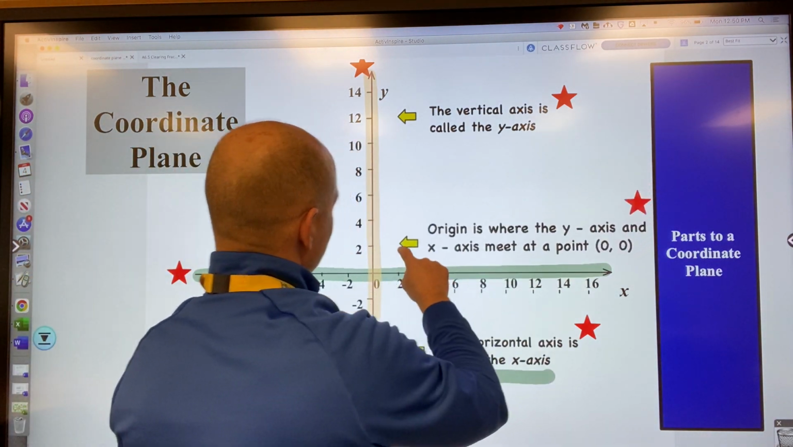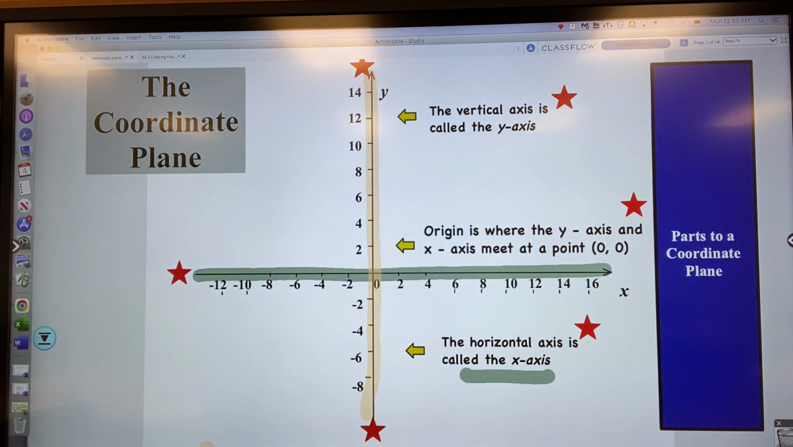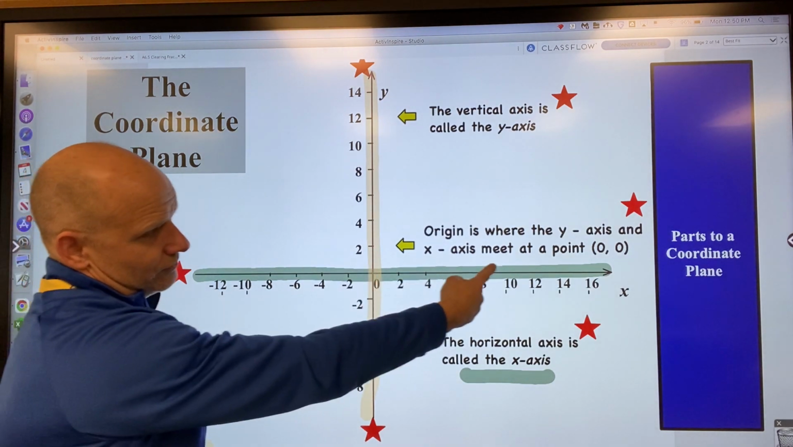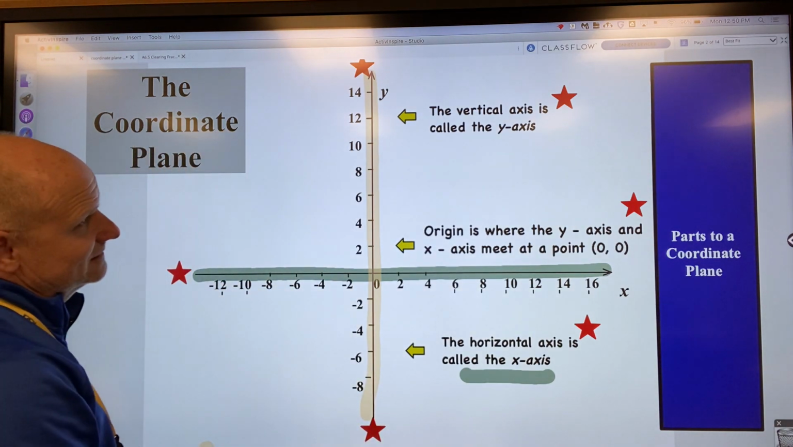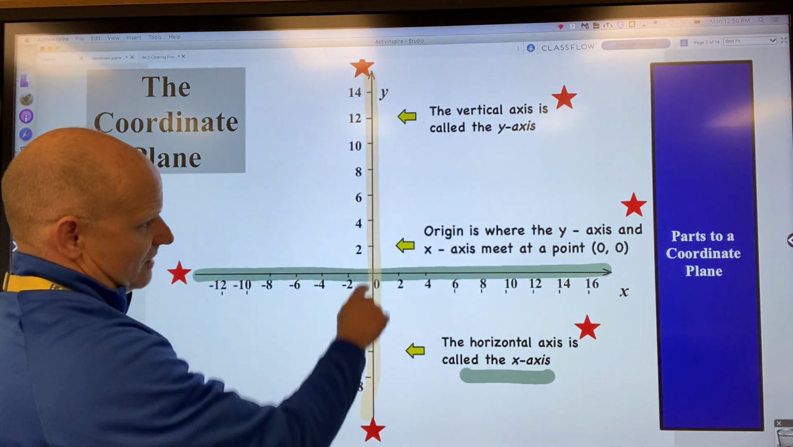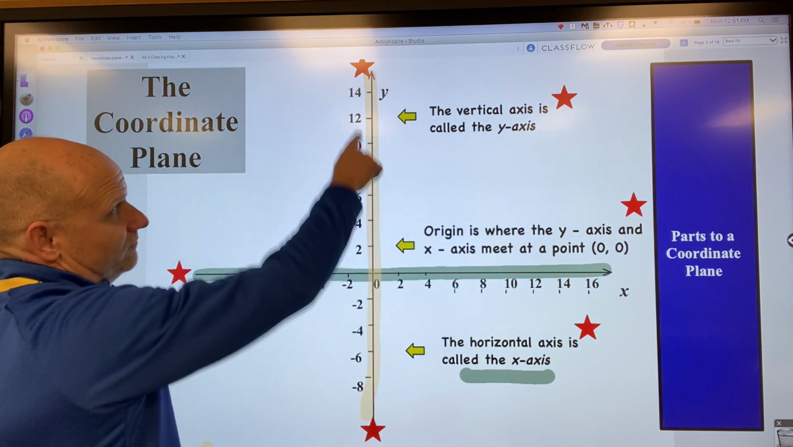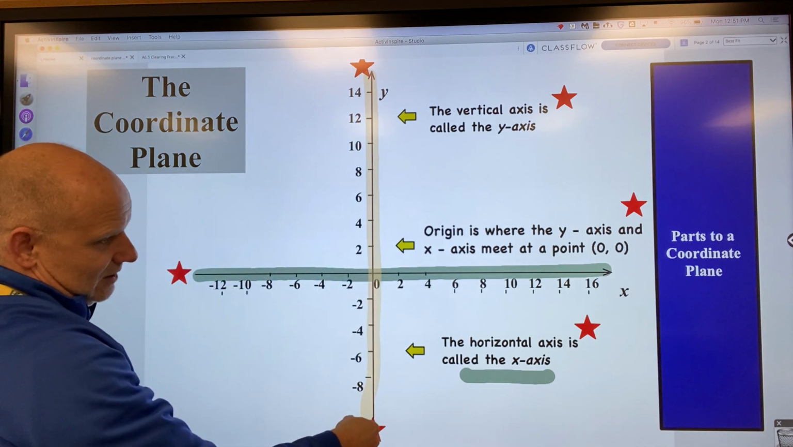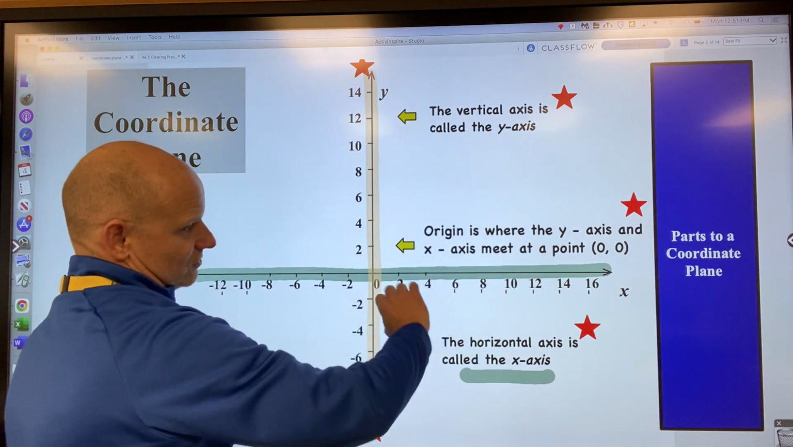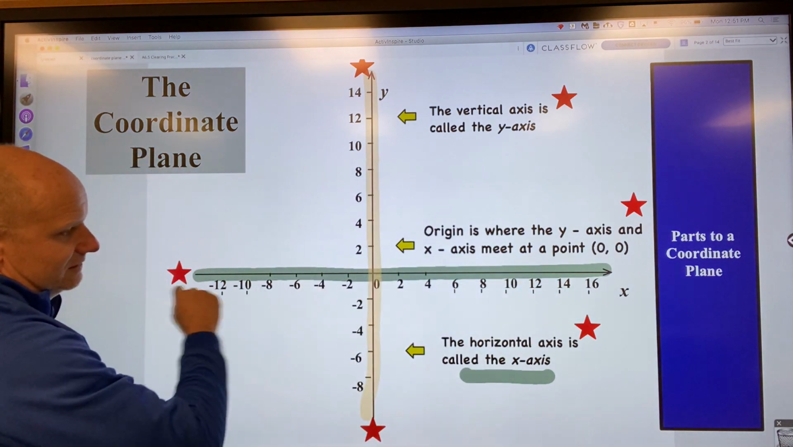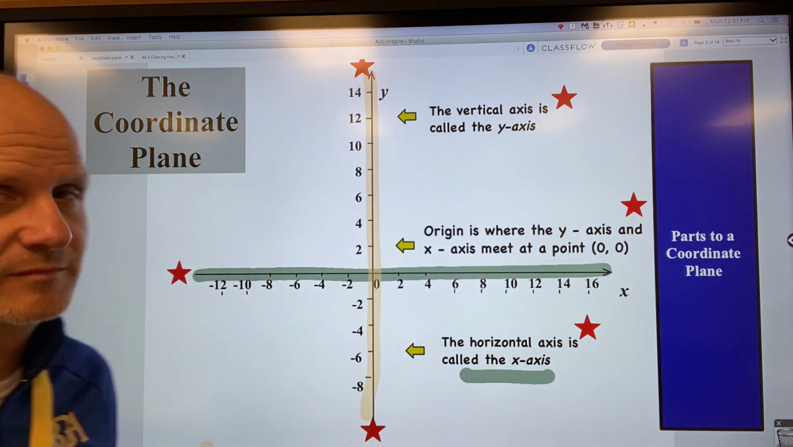And then the point where the two axes meet, the two lines meet, is called the origin. And that point, the ordered pair, is known as 0, 0, okay? Also notice that on the y-axis, the positive integers are after the point where they meet going up, and the negative integers go down after the origin. And on the x-axis, the positive integers are to the right of the origin and negative integers to the left, okay? So go ahead and press pause and write this information down if you need to.